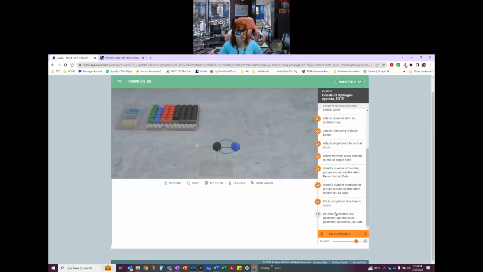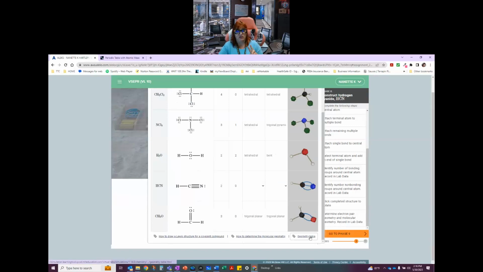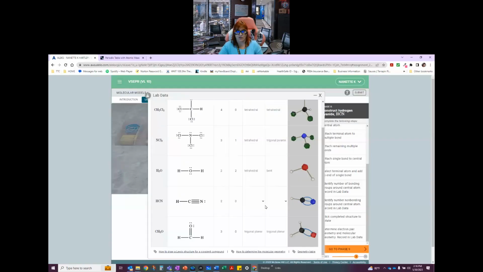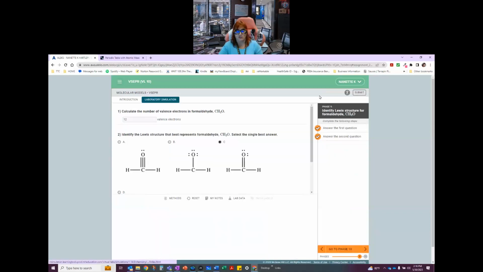Now, the next thing I need to do is to determine the electron pair geometry and the molecular geometry. So if I go into my lab data and come down to my geometry table, I have 2 pairs around the central atom, no lone pairs. So that is linear, and my molecular geometry is also linear. So I choose linear and linear, and then I'm good. Now, that takes me to the next one, which I'm going to let you deal with. You can do the rest of these on your own. That should take you through any of the questions that you would run into with this.